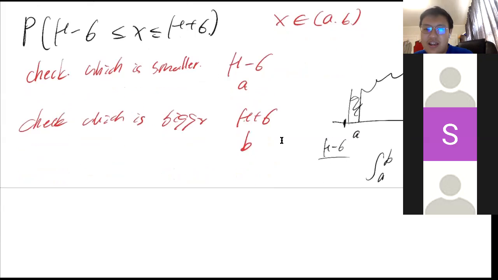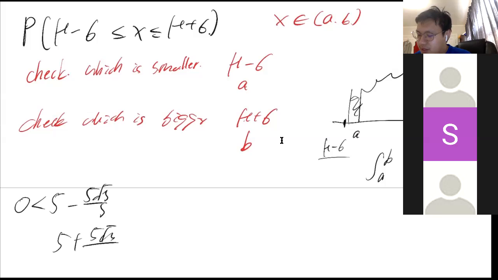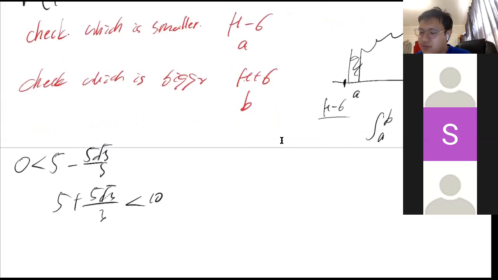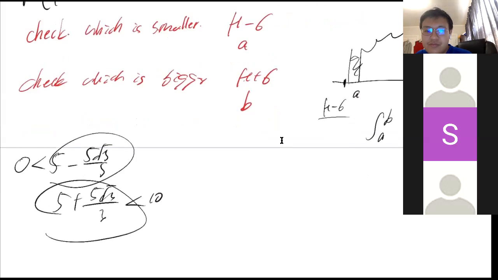You can just do integration from A to B. But for this problem, luckily, mu minus sigma is just 5 minus 5 times square root of 3 over 3. It's greater than 0. And 5 plus sigma is less than 10. So we just need to do the integration on these two numbers.